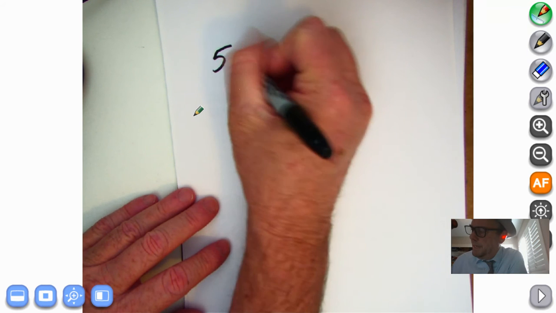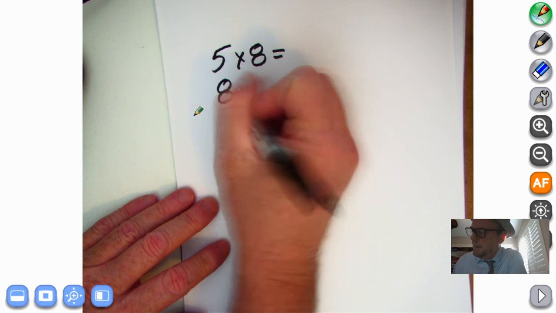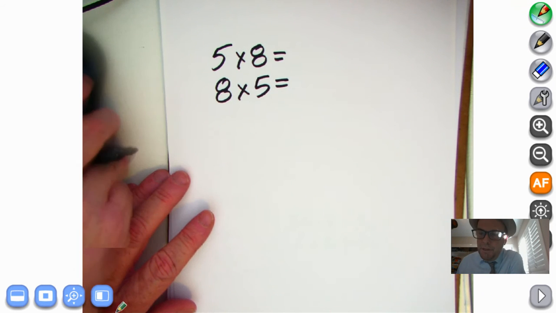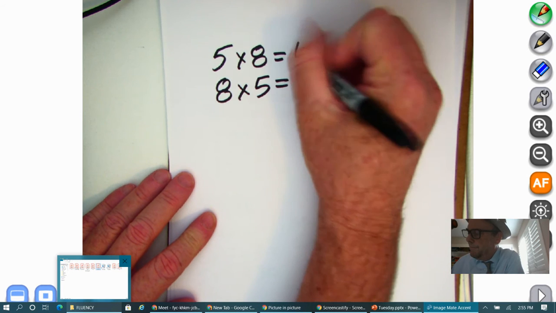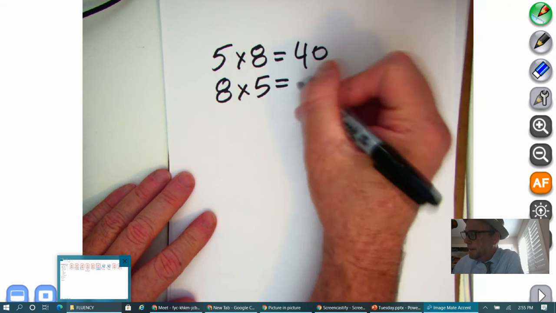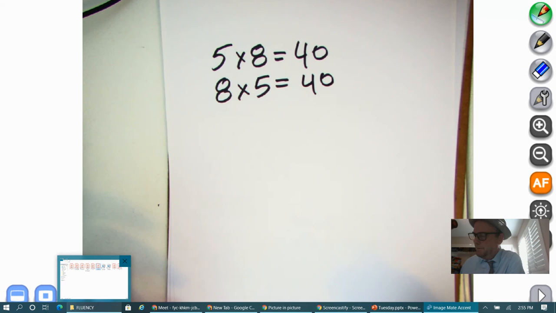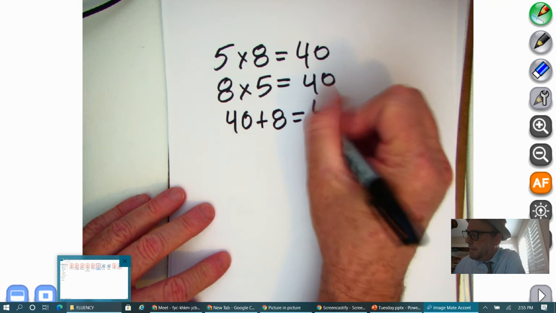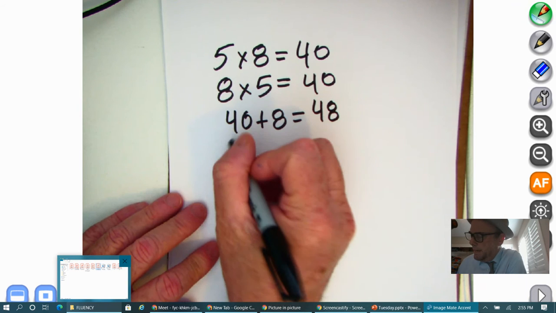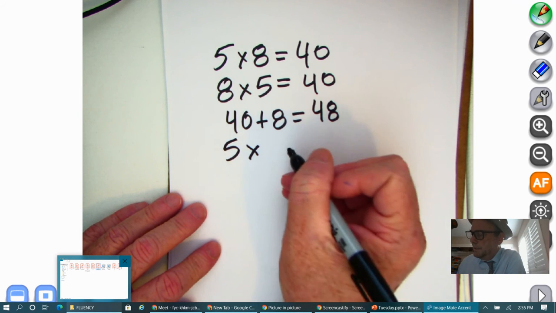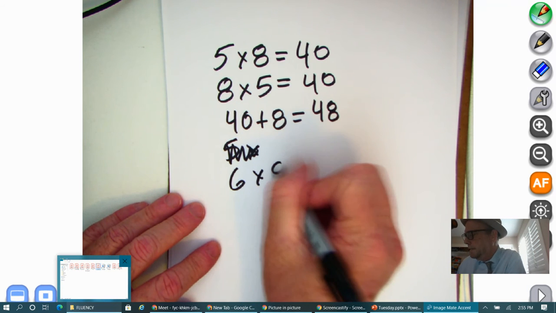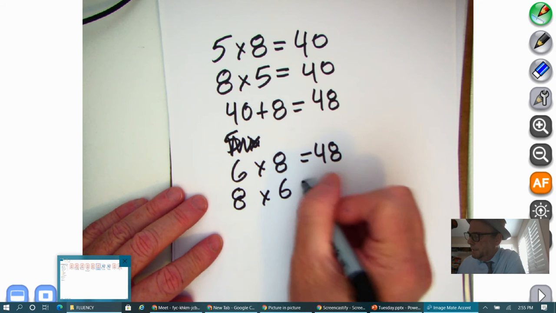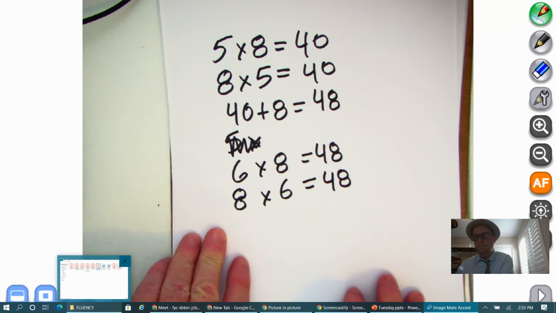The next one we're going to do is 5 times 8, or 8 times 5. What's that going to equal? Well, we know, because of the commutative property, that 5 times 8 equals 40, and 8 times 5 would equal 40 as well. But what if we add on another 8? 40 plus 8. What would that equal? Well, it would equal 48. So we could also say that 6 times 8 equals 48, and also 8 times 6 equals 48, right? You with me on this one? We're going to try it again.